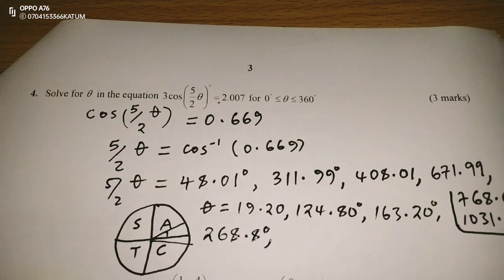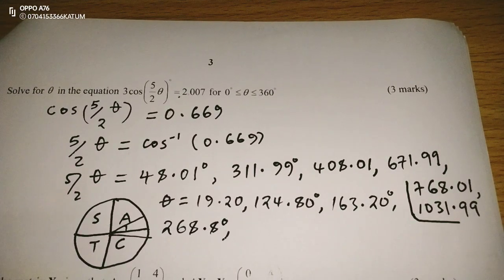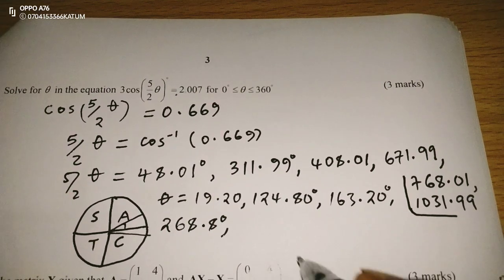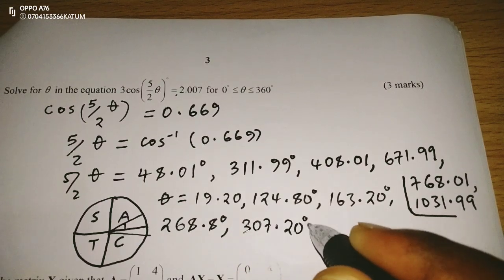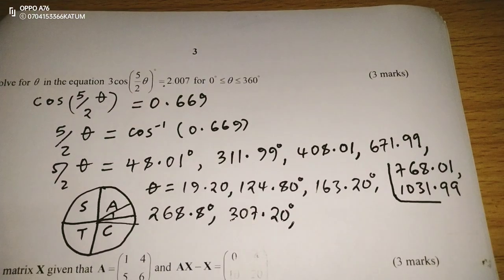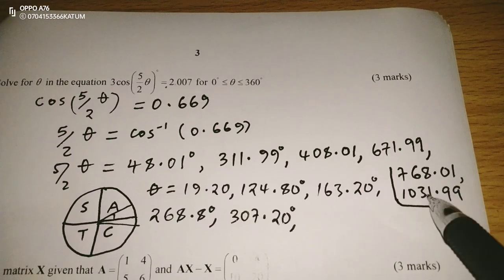The next, which is 768.01, times 2 over 5 gives us 307.20 degrees. 1031.99 multiplied by 2 over 5 gives us 412, which means this will be beyond the range.